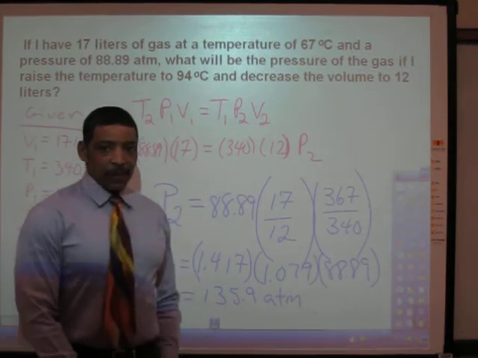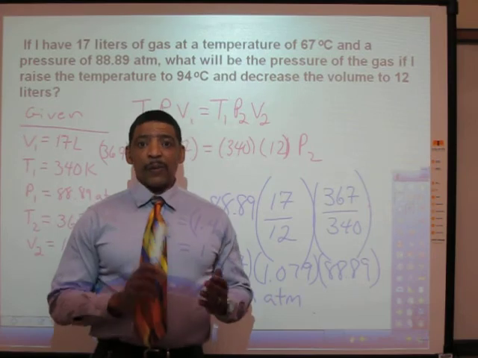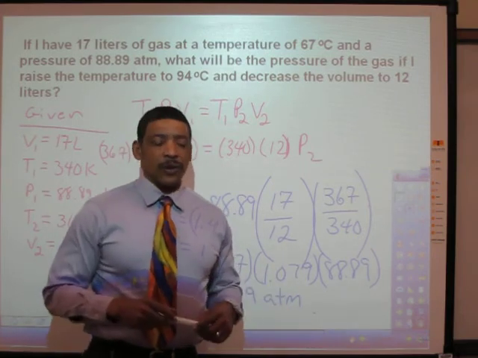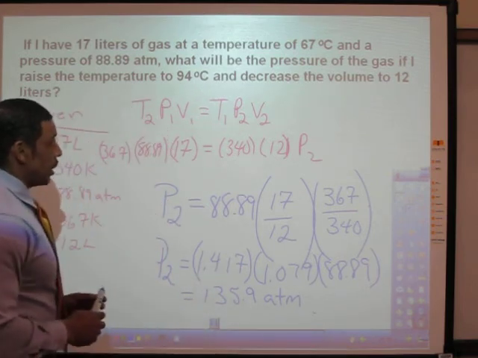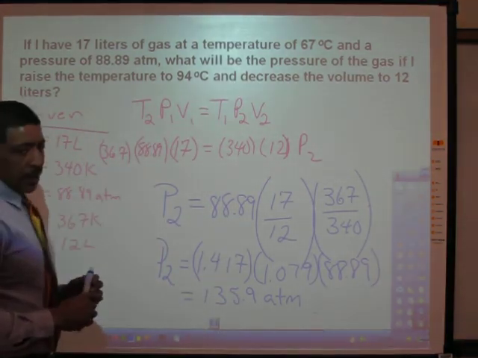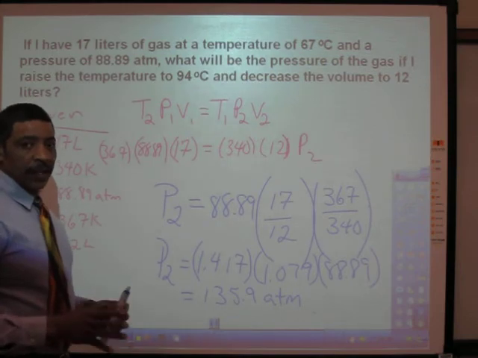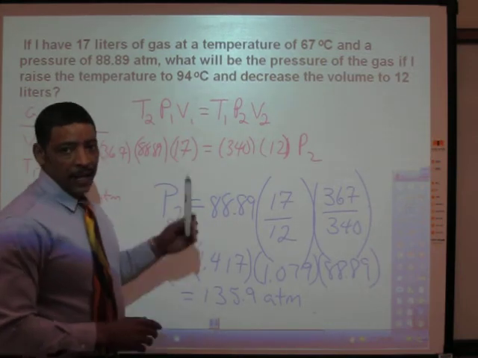Okay? It's as simple as that. Hopefully, this will help you out in the future when you're trying to solve gas law problems, especially those problems that include temperature, pressure, and volume. Once again, this is called the combined gas law.